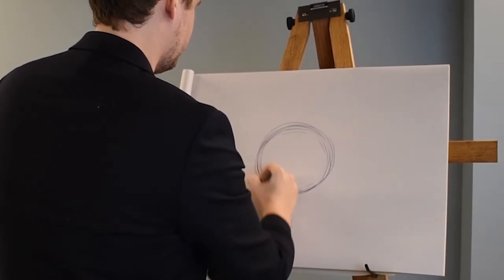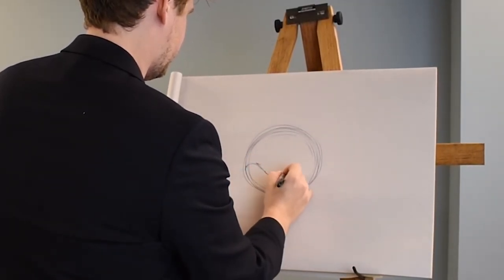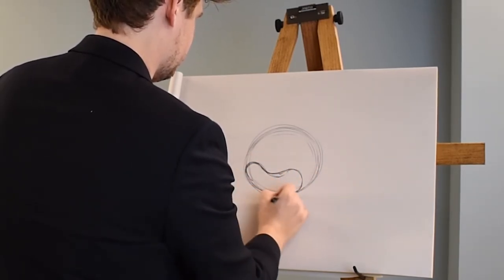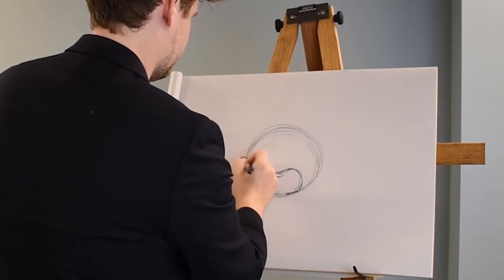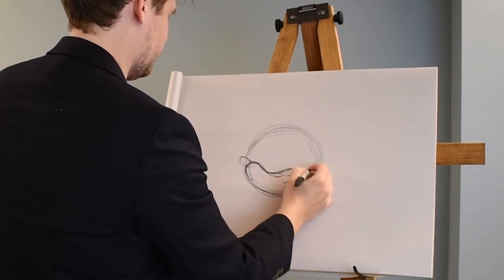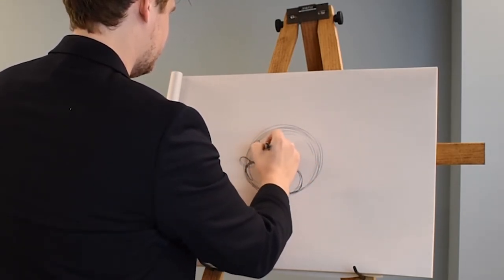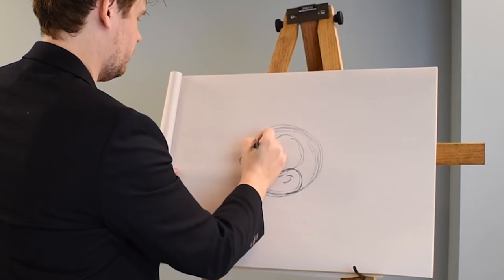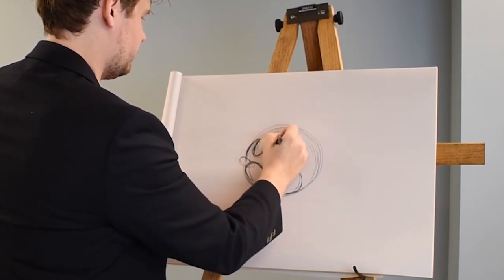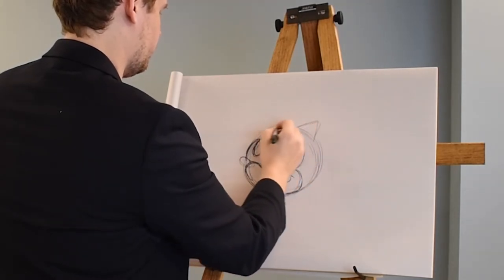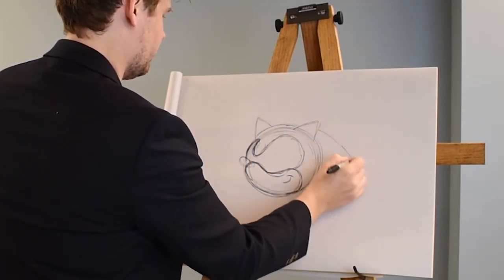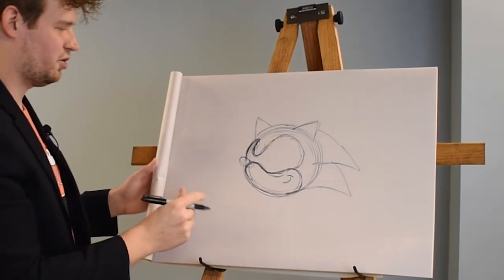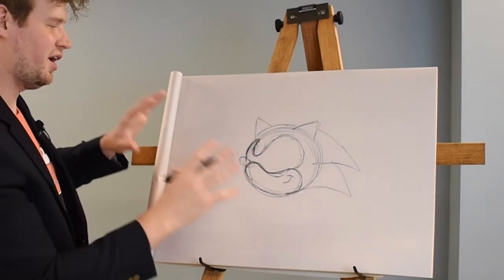So, I'm gonna start with a circle here. I'm gonna add this mouth, and I'm going to add a nose, and I'm going to add a smile, and I'm going to draw this big shape up here that's going to turn into eyes, and we're going to add a couple ears, and I'm going to add a couple spikes, and this character is Sonic the Hedgehog. And we are gonna turn Sonic the Hedgehog into a jack-o'-lantern.